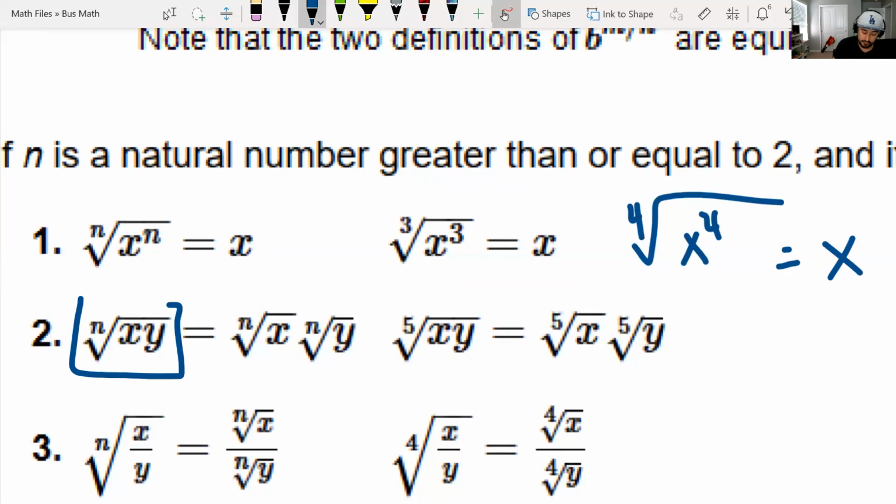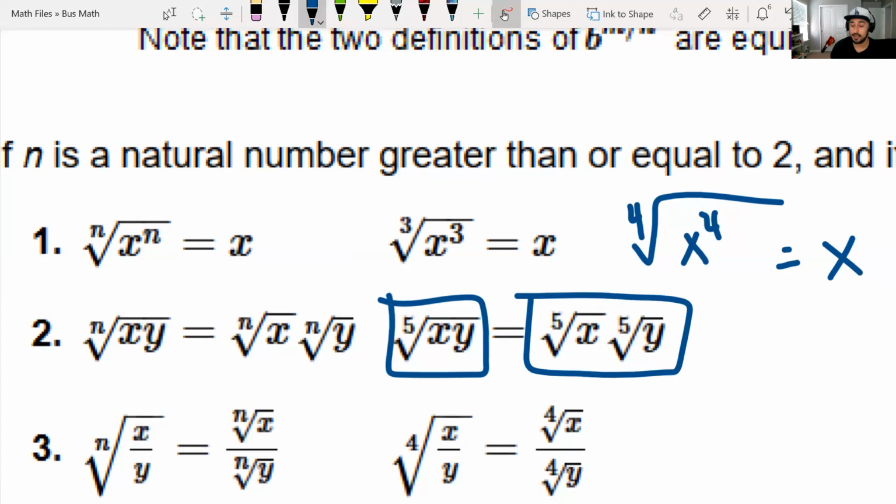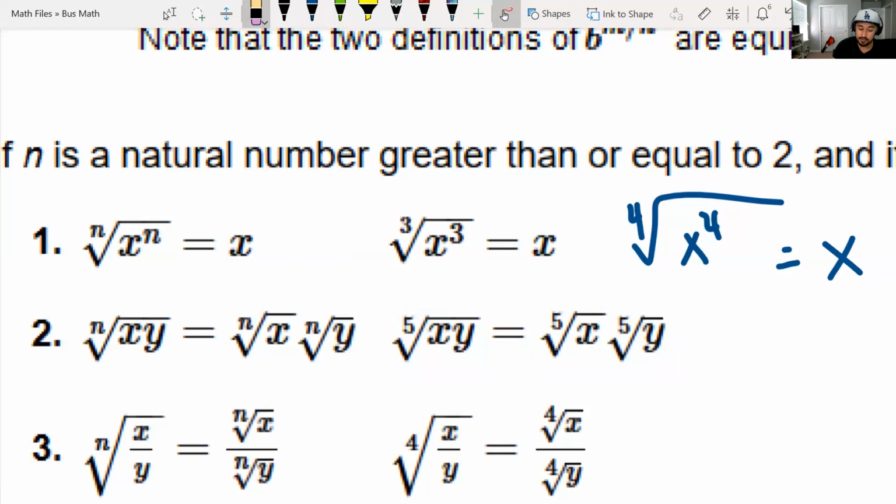Two, the nth root of x y. Here are properties for radicals. The nth root of x times y can be split into the nth root of x times the nth root of y. So you are allowed to split radicals apart. So for their example, they give the fifth root of x y can be split into the fifth root of x times the fifth root of y. So it's saying we are allowed to split radicals up by multiplication. Okay, another example. Let's say I just had the square root of xy. I can make this square root x times square root y. That's it. That's all it's saying.